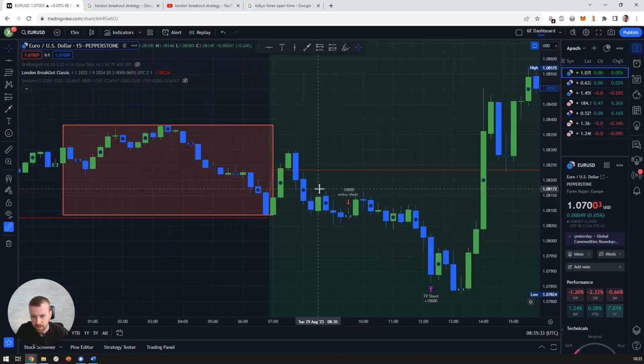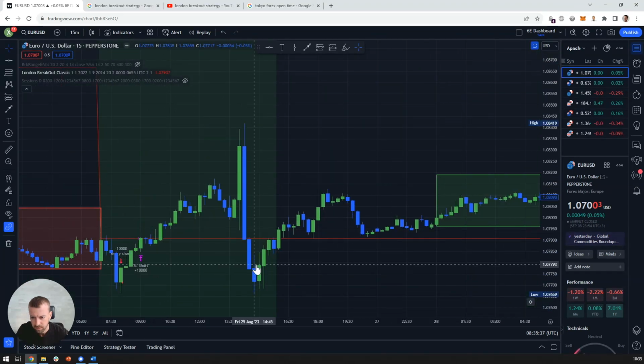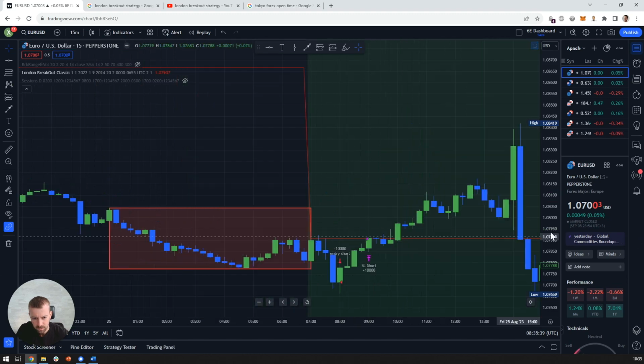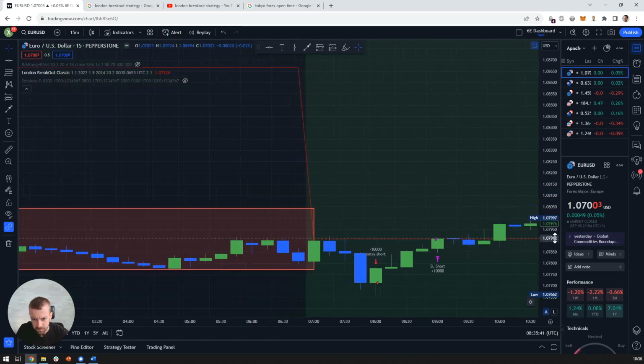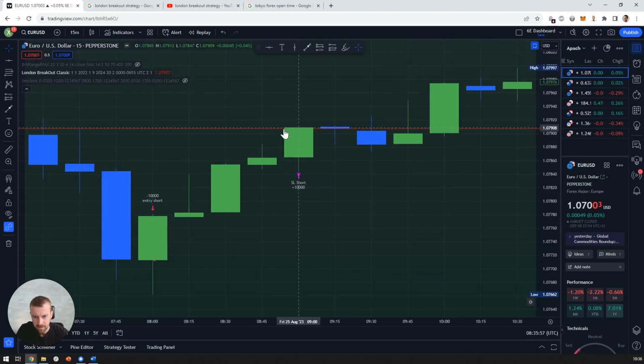Yeah, but let's take a look at an example. So here, this one works. We entered the trade right here with the opening of this candle. It went all the way against us and it reached our stop loss right here. This is where we close our trade automatically.